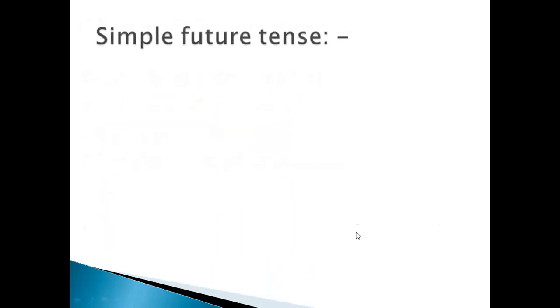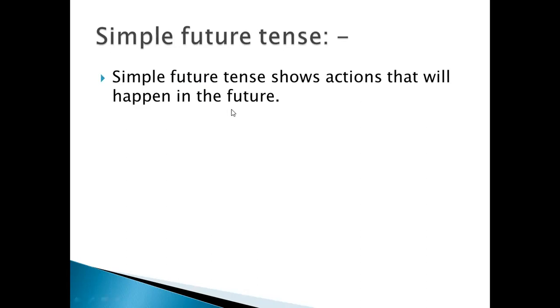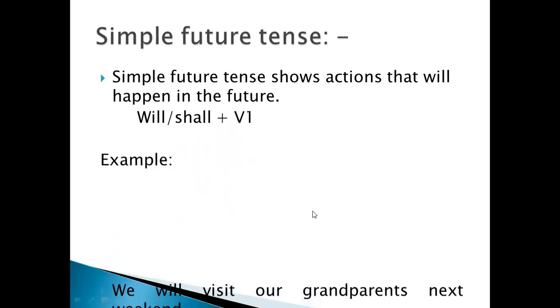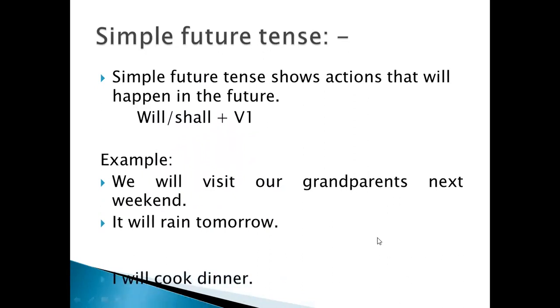Simple future tense. Simple future tense shows actions that will happen in the future. Will or shall plus V1. Examples are: we will visit our grandparents next weekend. It will rain tomorrow. I will cook dinner.